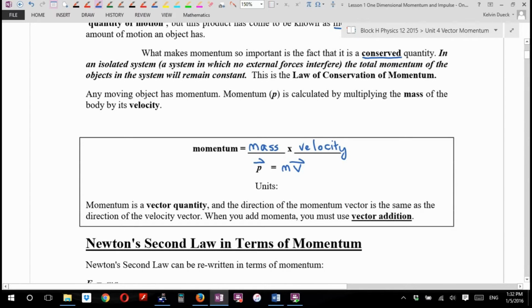Any moving object has momentum. Momentum is calculated by multiplying the mass of the body by its velocity. So here it is. What would the units be? Well, what do I measure mass in? Hello, what do I measure mass in? Kilograms. What do I measure velocity in? The units for momentum are kilogram meters per second. They haven't shortened this one.